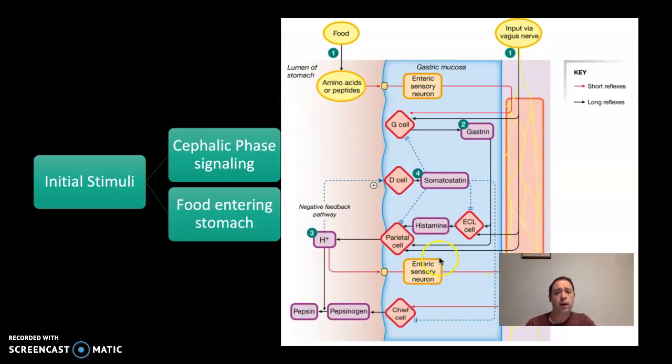The initial stimuli for the gastric phase of digestion, as I mentioned before, can be through the cephalic phase, signaling through one of those long reflex arcs, anticipating the delivery of a meal. This initial stimuli may also be in the form of food entering the stomach. The presence of amino acids and peptides in the stomach, as well as the stretching of the stomach, the distension of the stomach, also signals the enteric nervous system to stimulate some of the cells.